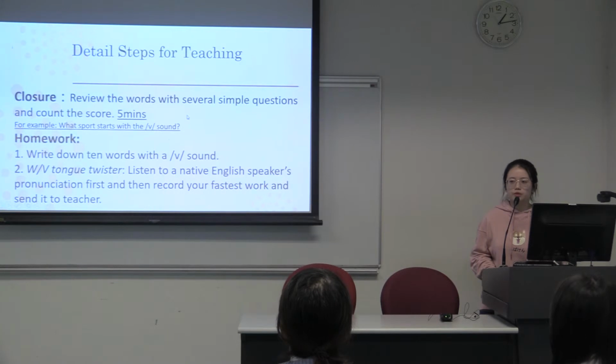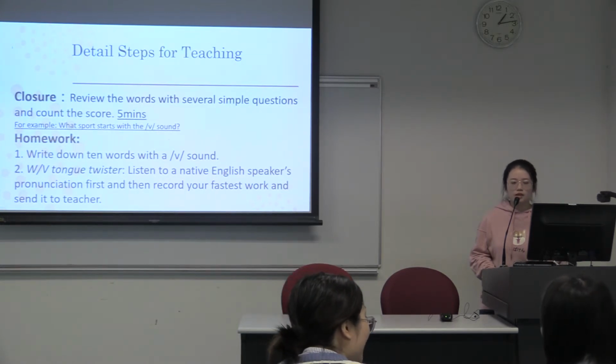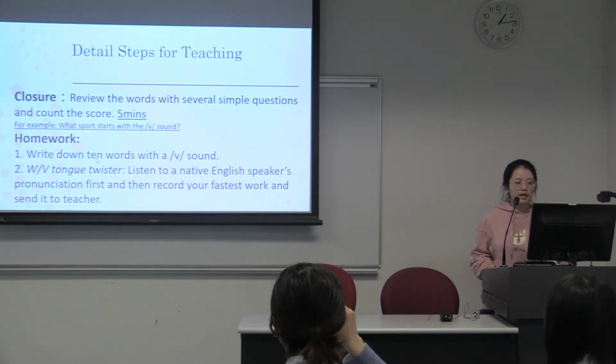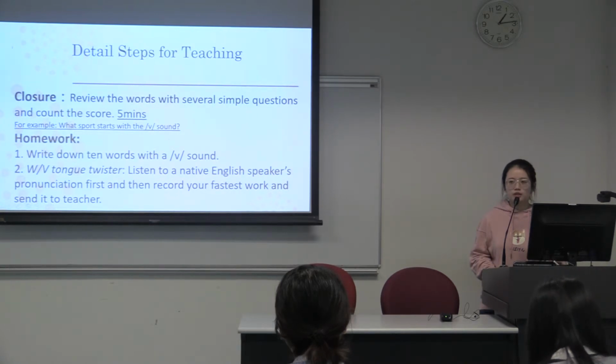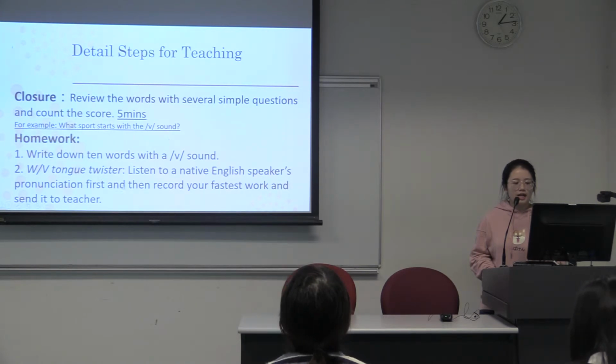We will review the words with several simple questions, such as what sports start with V sound, such as volleyball. Let them answer the question, and then count the competition score. The time duration may be 5 minutes, and then is the homework. They have to write down 10 words with V sound, and they have to listen to the native English speaker's pronunciation of the twister first, and then record their fastest attempt and send it to the teacher.